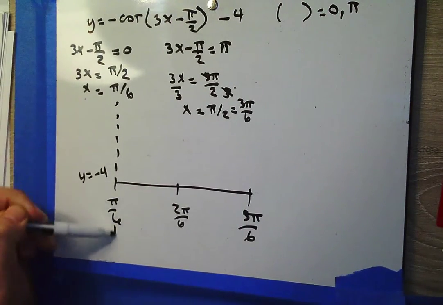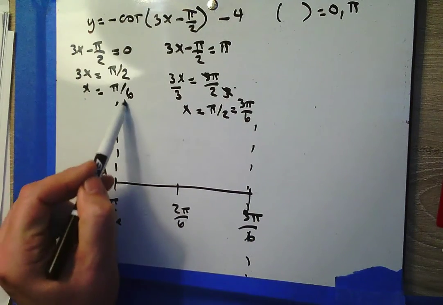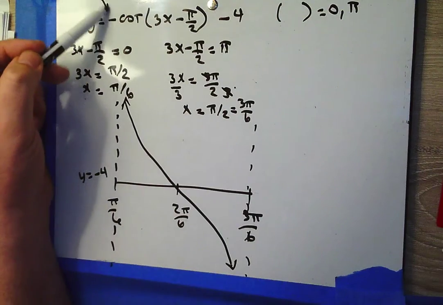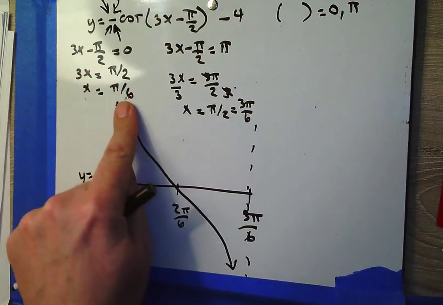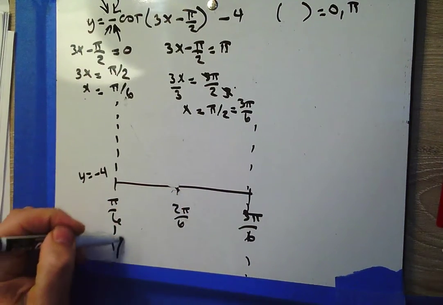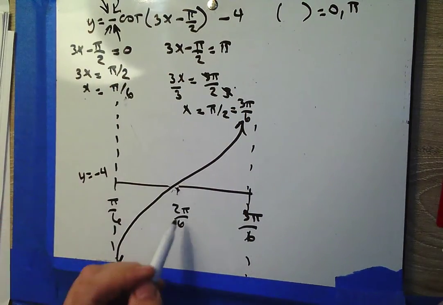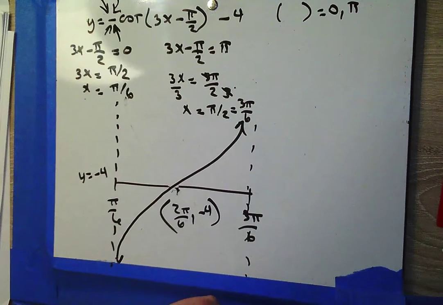Draw in the vertical asymptotes. And remember, cotangent normally would look like this, but because I have this negative out in front, I know I need to draw the reflection of that graph. So my graph goes like this. This is the ordered pair 2 pi over 6, negative 4, and we're done with our cotangent graph.